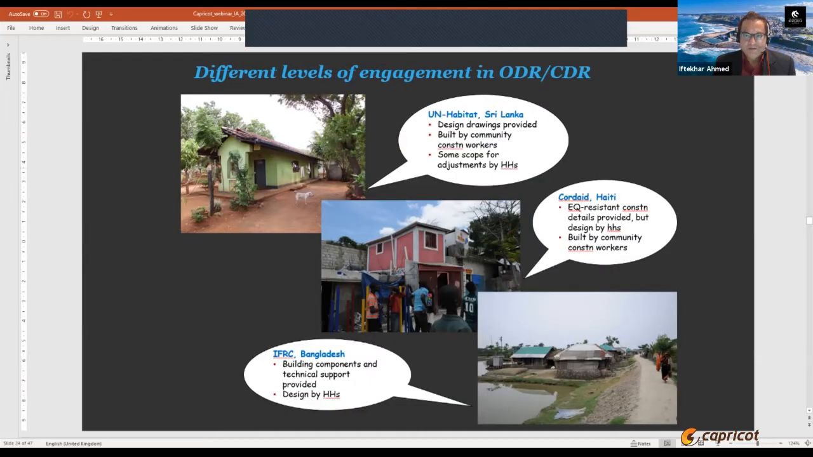So there are different levels of engagement. You look at these projects, UN Habitat, Sri Lanka. This is also owner-driven, but the agency provided the designs and supervision. This is Cordade in Haiti, and actually the video we just showed at the beginning, the work by Build Change, they were also involved in this project, and they incorporated earthquake risk construction in the recovery work. Or in Bangladesh, again, building products were given, and they were given technical support, and people built their own houses.